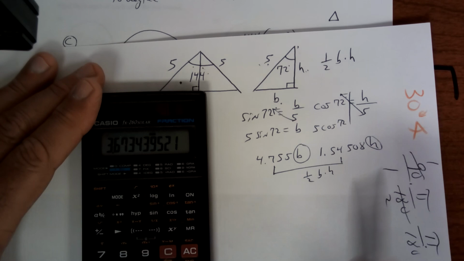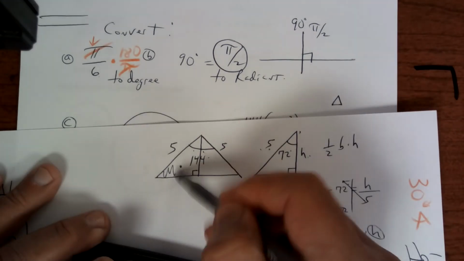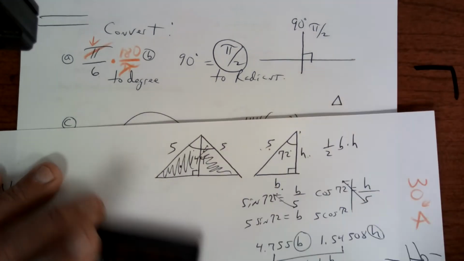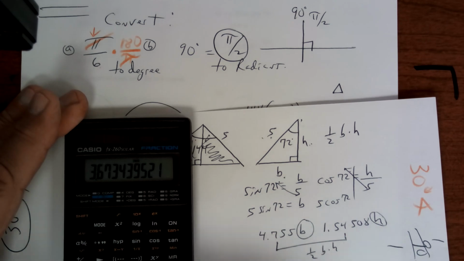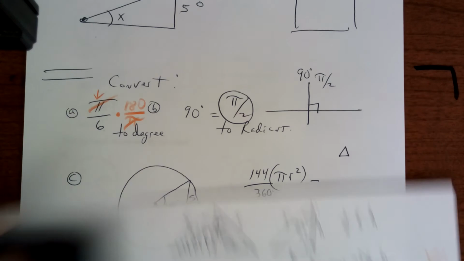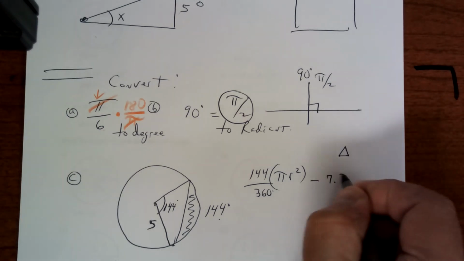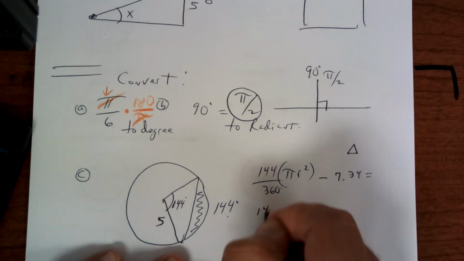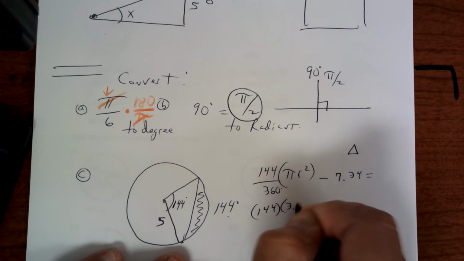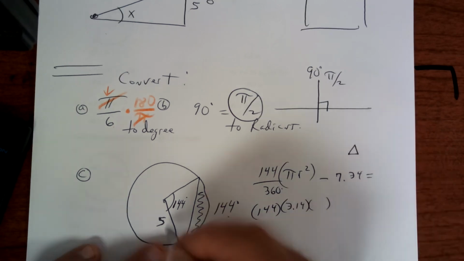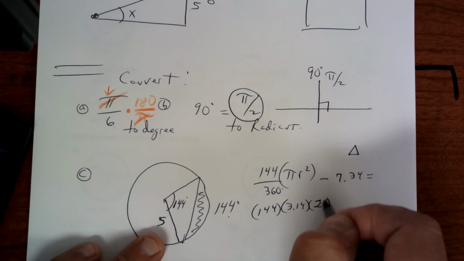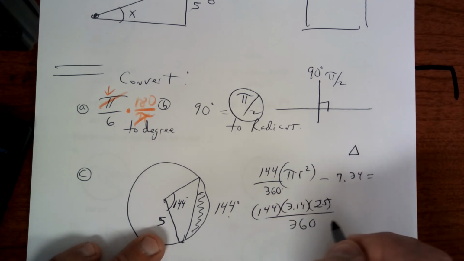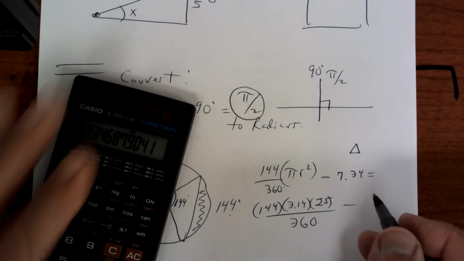But keep in mind here, you have 2 triangles to equal that whole thing. So you got to multiply this by 2. Make sure you double it. So it's going to be 7.34. So here you're going to subtract 7.34, and when you do that, you'll get that slither. So it's a little harder here. So it's 144 times 3.14 times the radius squared, so that's 5 times 5 is 25, divided by 360 minus that 7.34. Let's just finish it up.